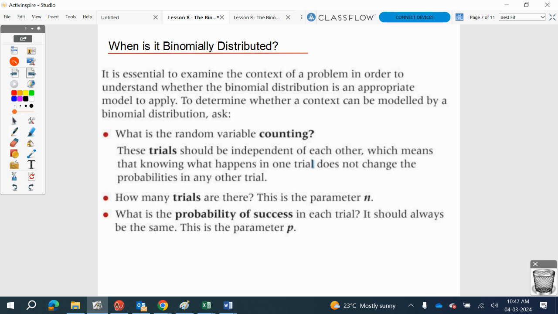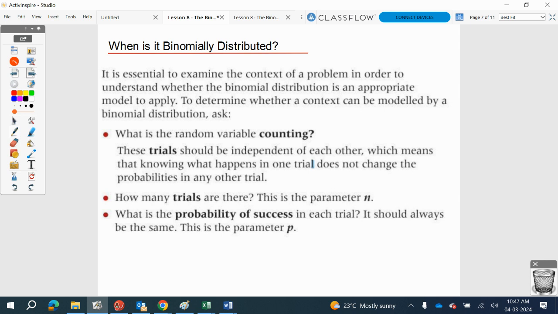So the things you should look for are: are you counting something? Are there a fixed number of trials? Is there a constant probability of success? Then it's binomially distributed. What you need to have in a binomial distribution is 2 possibilities, success and failure. So a lot of things can be set up like that.